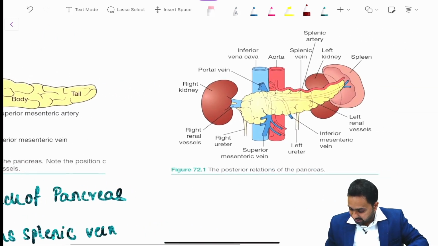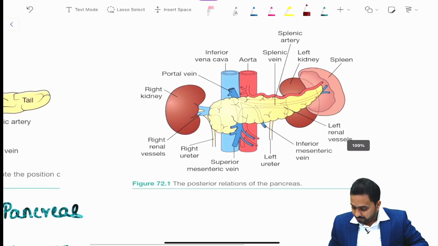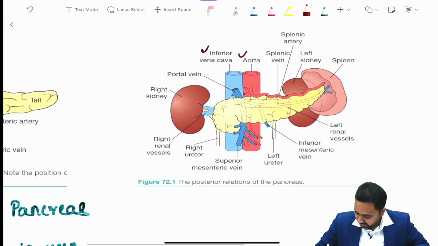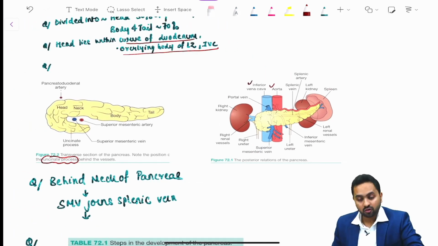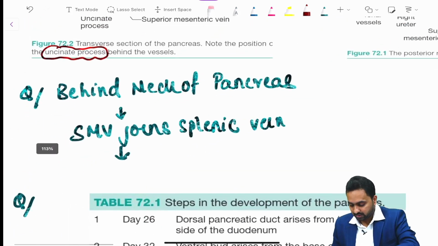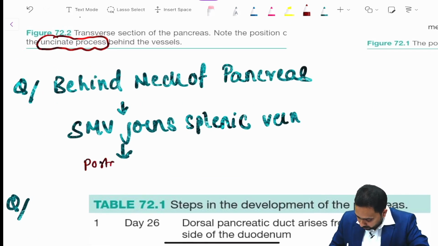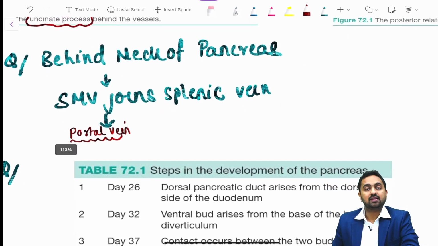And then we have the posterior relations of the pancreas over here, of which the more important are your inferior vena cava and the aorta, right. Now behind the neck of the pancreas, you have the superior mesenteric vein joining the splenic vein to form your portal vein. Then we have some steps in the development of the pancreas.